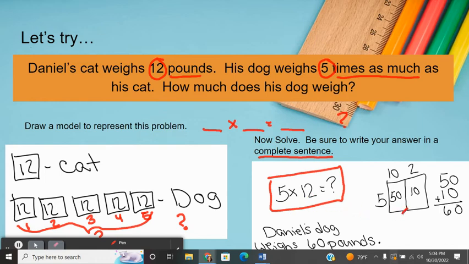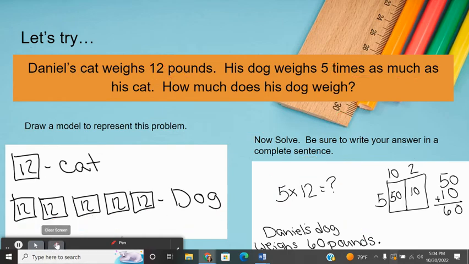So how did I solve this? I decided to use the area model. So 10 and 2 is actually 12. I just broke it down into its place value. So 10 times 5 is 50. 5 times 2 is 10. 50 plus 10 is 60. So then how much does his dog weigh? Daniel's dog weighs 60 pounds. It is essential that you write your answer in a complete sentence.